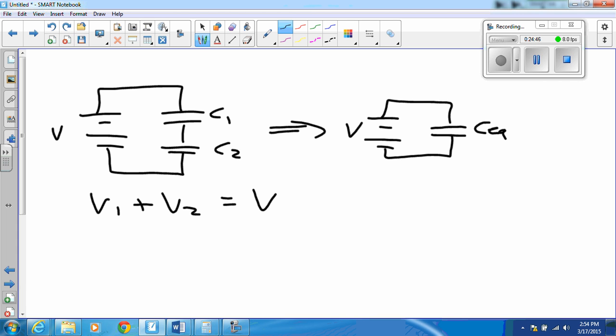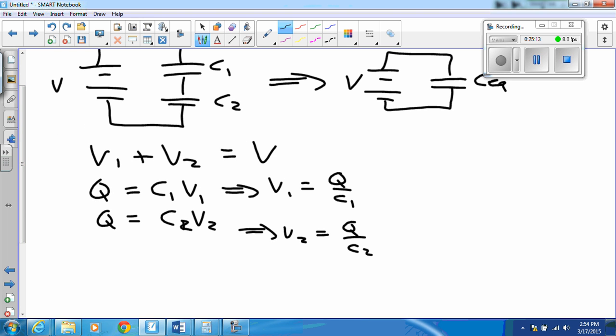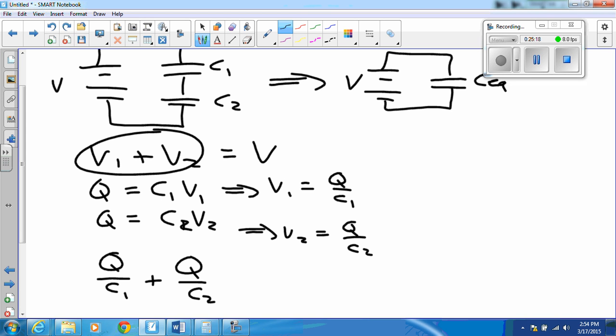We know that there's going to be a voltage drop V1 and a voltage drop V2 that add together to give the total, because that's what voltages do for series capacitors. And we also know that the charge is going to be the same for both: C1 times V1 and C2 times V2. So in other words, V1 is Q over C1 and V2 is Q over C2. And so now I can replace V with Q over C1 plus Q over C2.